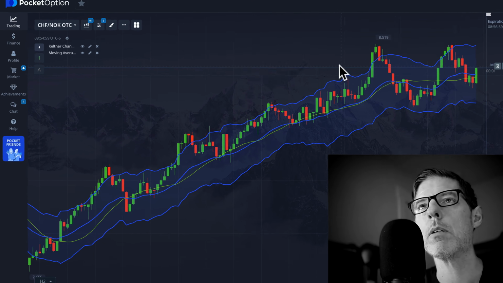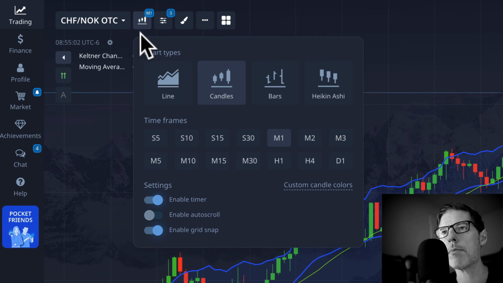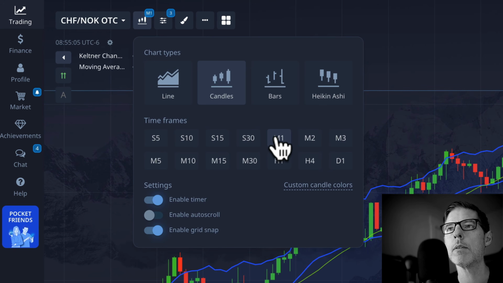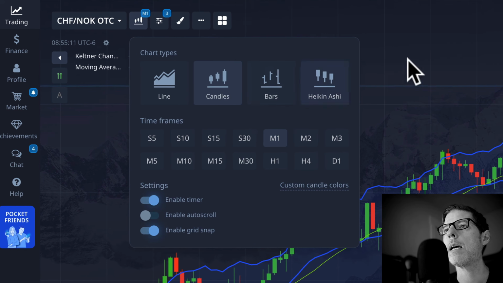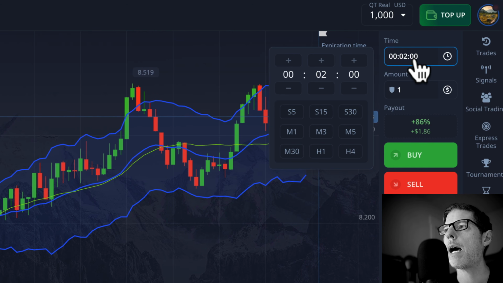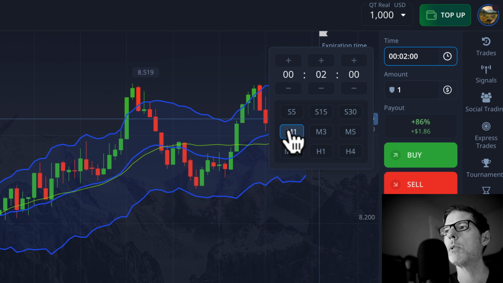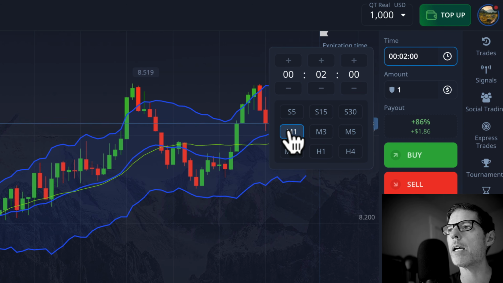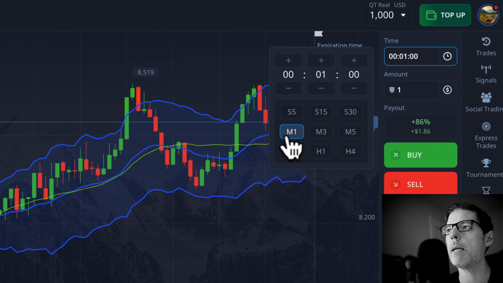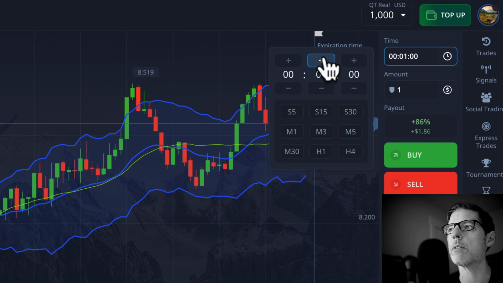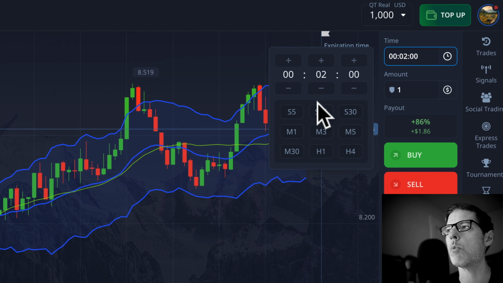Now, to set this up, you'll need to come up here and choose the 1 minute time frame. You can select M1 from the time frames section. Also make sure that you're on the regular candlesticks. And then up here for the expiry, I have this currently set on 2 minutes. So I like to change this between 1 minute and 2 minutes. And for 1 minute, you can just click right here where it says M1. And to change this to 2 minutes, you can simply click on these plus and minus buttons right here. And you can add more minutes and you can subtract more minutes from there. So however you guys want to do that.